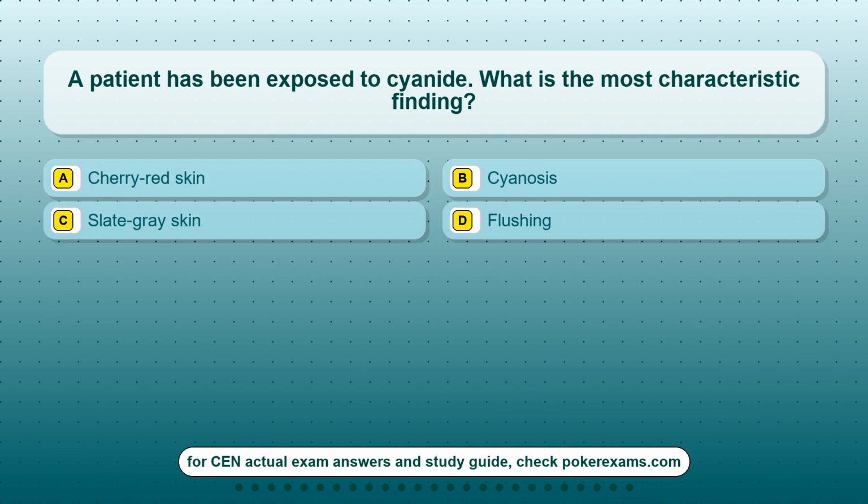Question 2. A patient has been exposed to cyanide. What is the most characteristic finding? Option A, cherry-red skin. Option B, cyanosis. Option C, slate-gray skin. Option D, flushing.